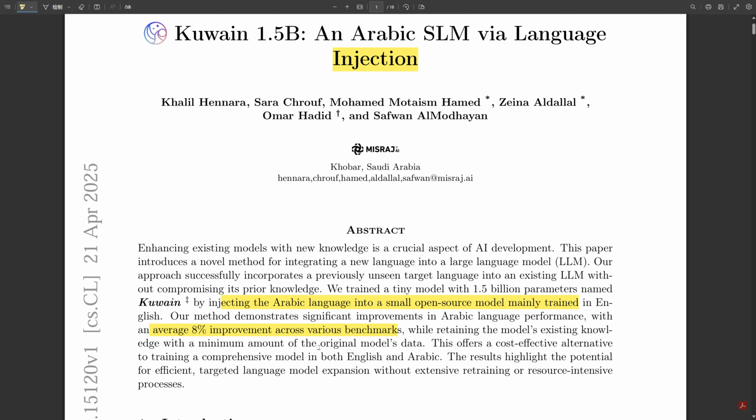So what's the big idea then, the core innovation they're proposing? The central idea is this concept they call language injection. Language injection. Okay. So instead of the really computationally heavy process of fully retraining a huge model on Arabic data from scratch. Which costs a fortune and takes ages. Exactly. They developed this method to efficiently inject Arabic capabilities into an existing, mostly English-trained small language model. In this case, it was Tiny Llama 1.1B. Tiny Llama, right? And through this targeted adaptation, they created Kuwain, which is a 1.5 billion parameter model. The real novelty is getting significant Arabic understanding without that full retraining cycle.